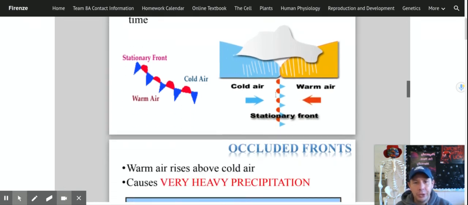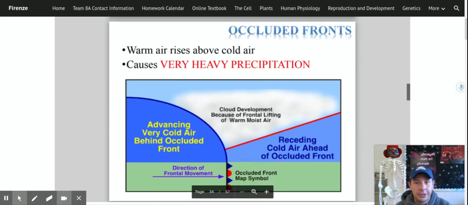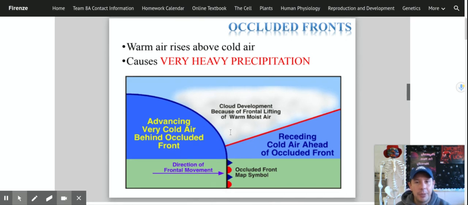And then we get an occluded front. This is where we get a lot of heavy precipitation. This is basically when both the warm front and the cold front, the warm air and the cold air, team up with each other. The warm air rises above the cold air to cause heavy precipitation in an area. So now instead of fighting with each other, they're teaming up with each other.